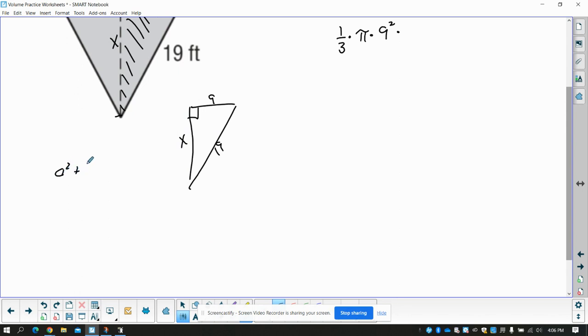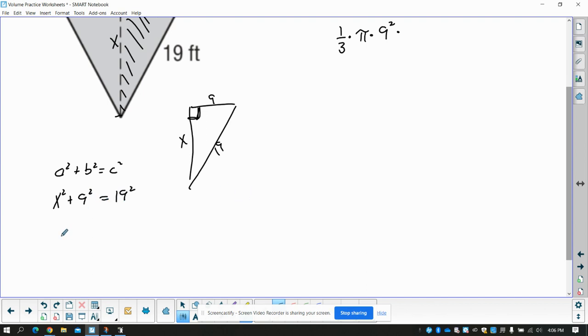A squared plus b squared equals c squared. The c is always the hypotenuse of the right triangle. The hypotenuse can be found by looking at the right angle and the side that is opposite to that, in this case 19, is c. The a and the b are the two legs, so in this case it would be the x and the 9, and it doesn't matter which one is which.